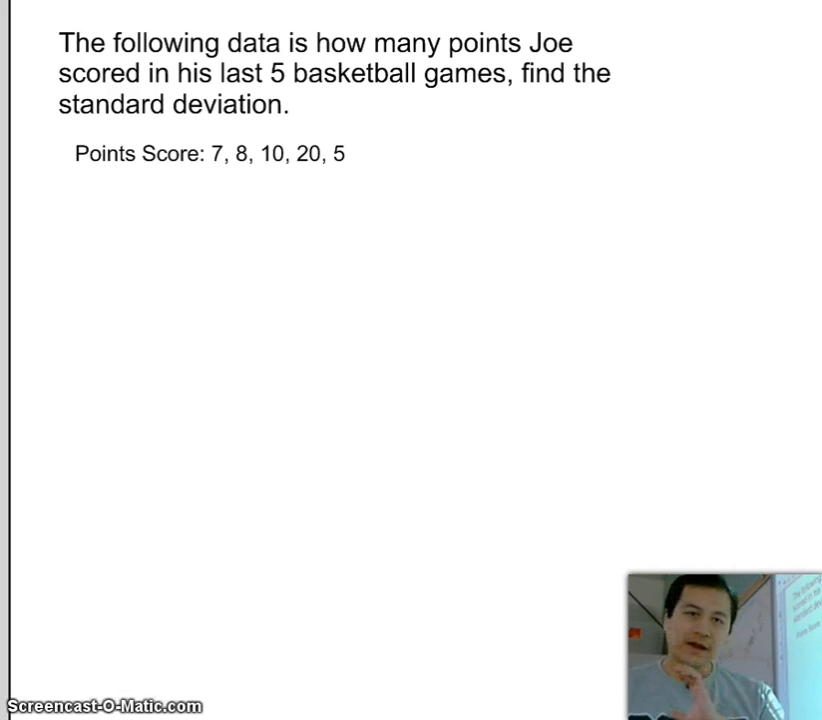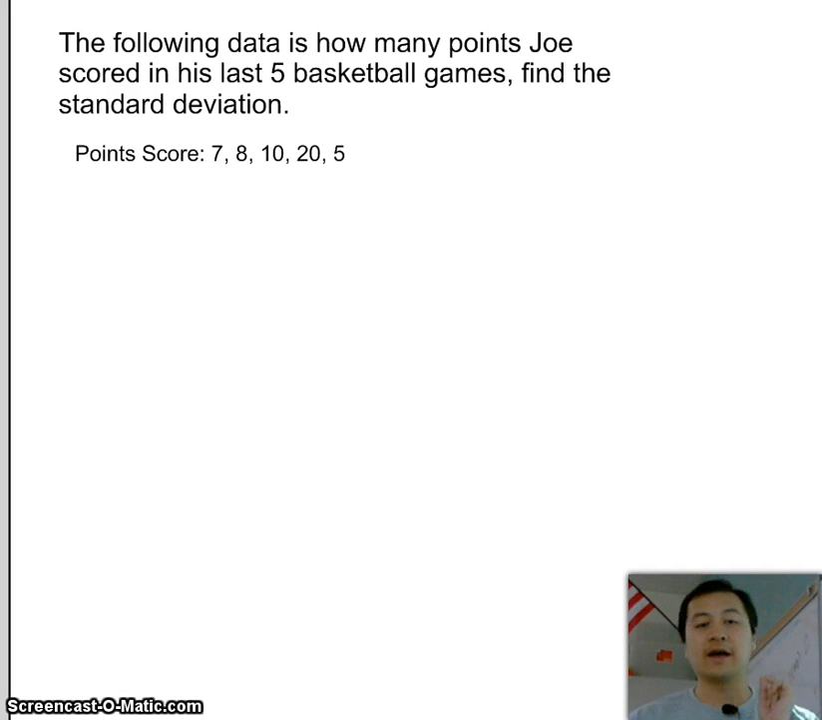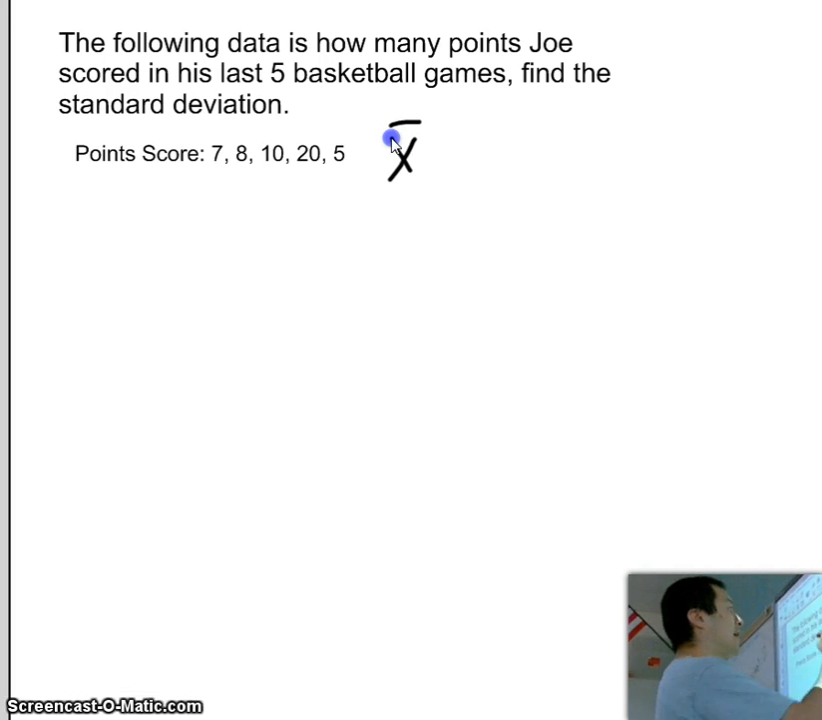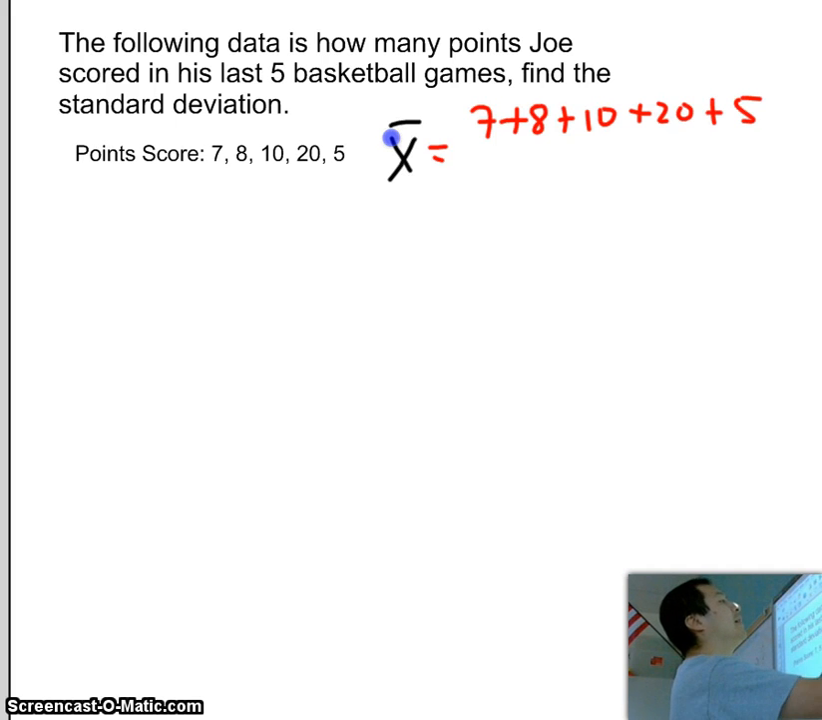First of all, before you find any standard deviation, you need to find the mean. Good. You need to find the mean. So let's find the mean together. If you already know how to do it, go ahead, pause, and do it. If not, follow along. To find the mean, you add up all the numbers, 7 plus 8 plus 10 plus 20 plus 5. Divide by the number of numbers, which is 5.